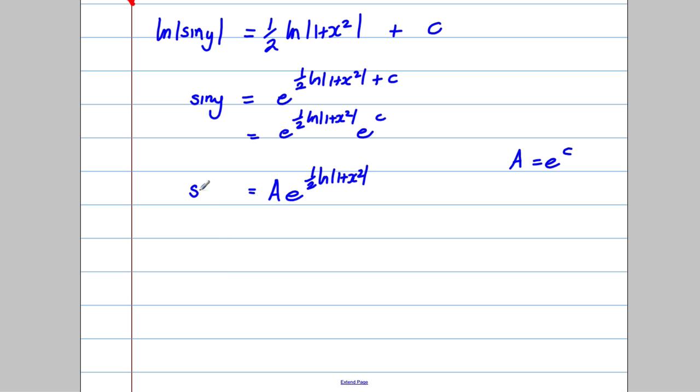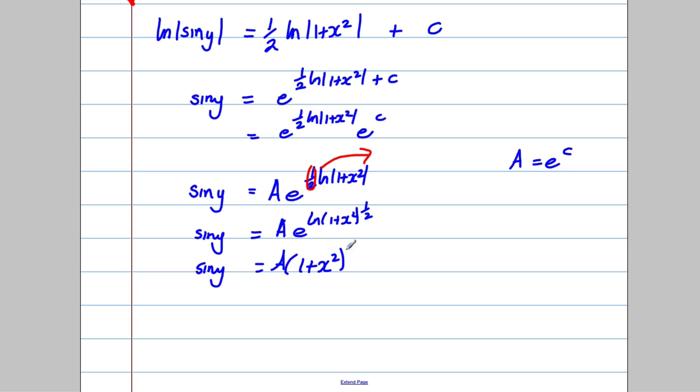Now I could bring the power of a half up here using the log laws, so sine y is equal to a e to the ln of 1 plus x squared all to the half, and e to the ln of that would just be 1 plus x squared to the half. So sine y would be equal to a times 1 plus x squared to the power of a half. If I wanted to make y the subject of the formula, y would therefore be arc sine, or inverse sine, of a times the square root of 1 plus x squared, like that. And I'm done.